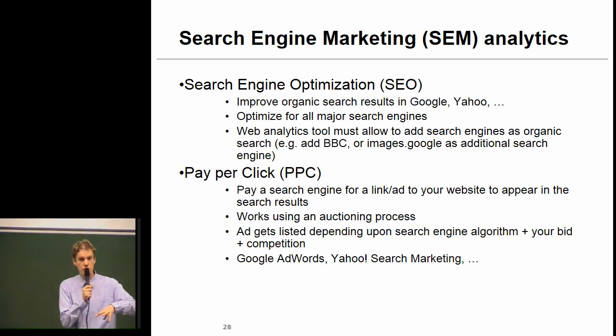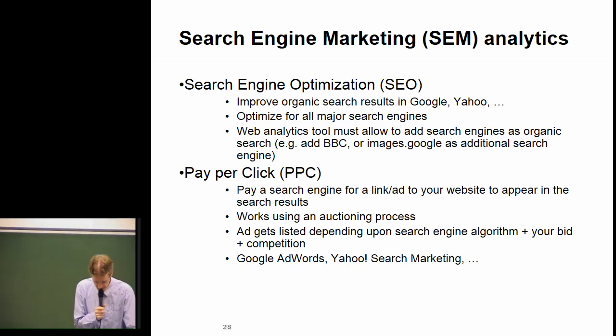And remember, this works using an auctioning process, right? An example of pay-per-click was Google AdWords or Yahoo search engine marketing, and they will typically list your ad based upon the algorithm that they're implementing, the bid, and the bids made by the competition. So it's typically the result of an auctioning process.